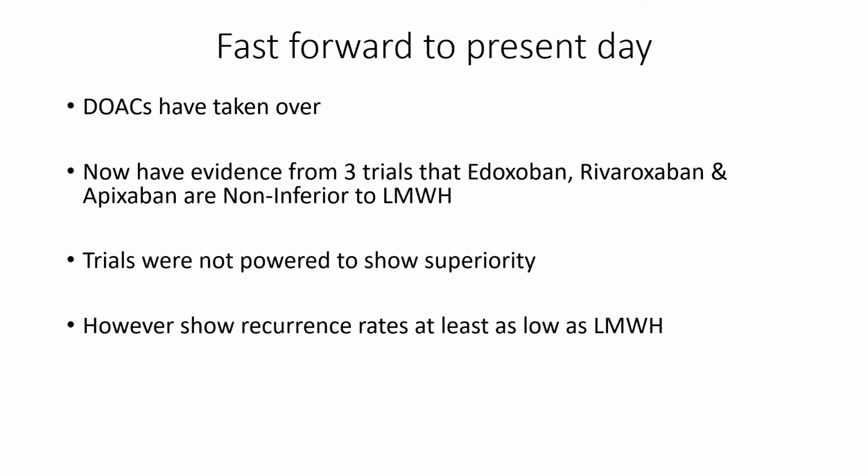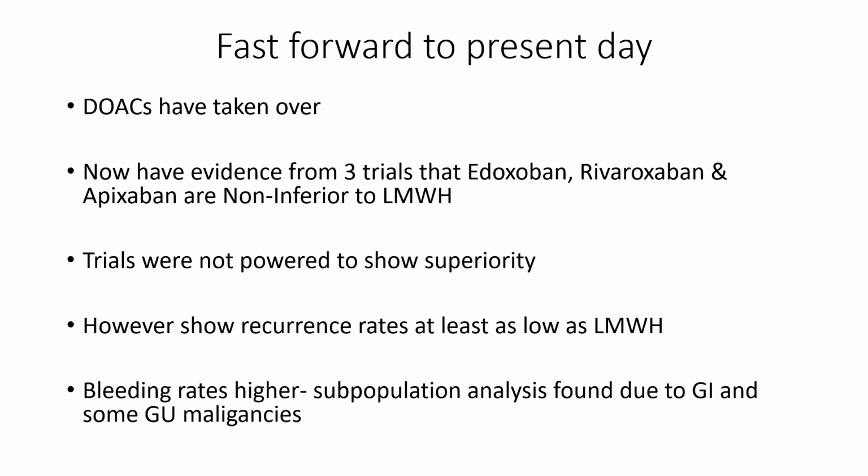So the recurrence rates are at least as low as low molecular weight heparin, but the bleeding rates are higher, and this is a really important point that we're going to talk a bit more about. Subpopulation analysis on these trials found that this was mainly due to GI and GU malignancies, so bleeding from the gut or the genitourinary tract. And we know that especially with GI cancers, your risk of having a bleed is much higher.